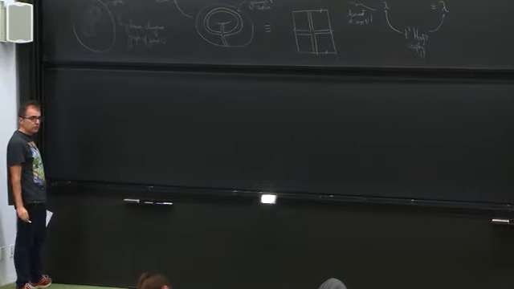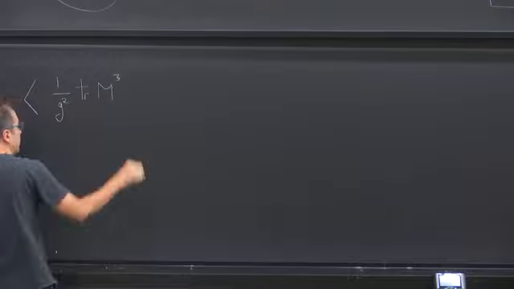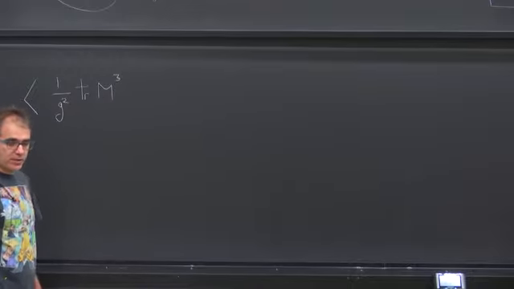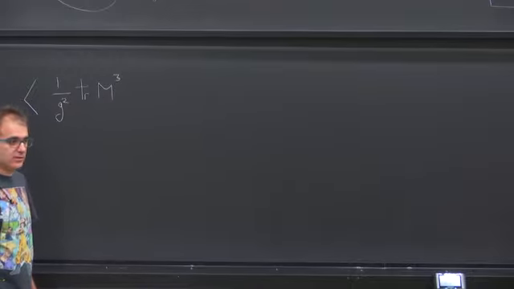Expectation value, 1 over g squared, trace of M cubed. What will be this expectation value? Should be 0. I have 3. Okay, so this example is done. So maybe let's do one more. If we have one cubic, it's 0.